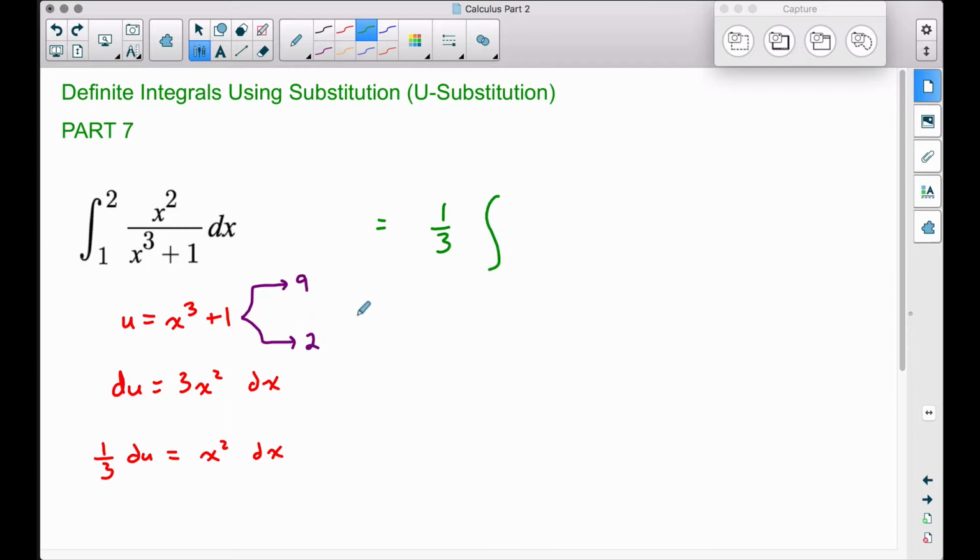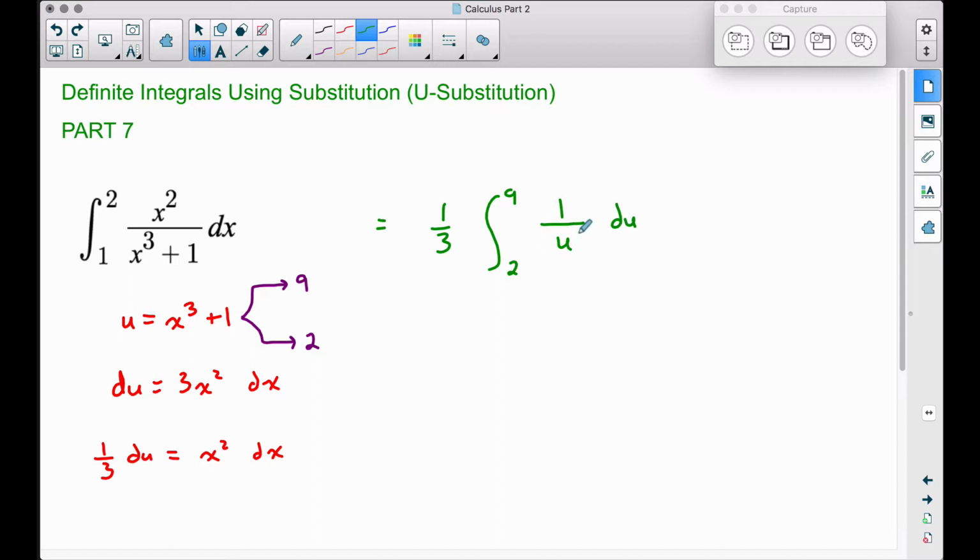I'm going to use my new bounds here from 2 to 9. And now, since the 1/3 and the du, there's the 1/3, I'm going to put the du right here, which replaces the x squared and the dx. That leaves us with the understood 1 in our numerator, and recall we let u be equal to our denominator.